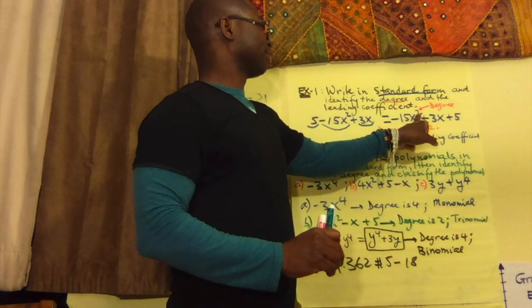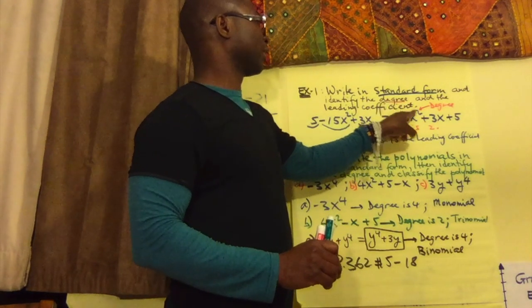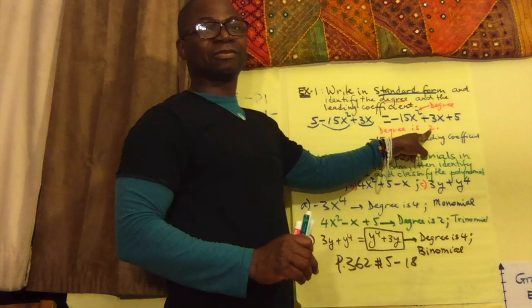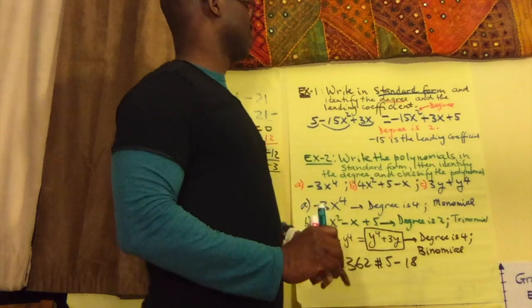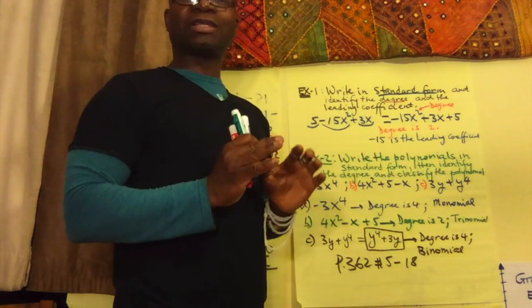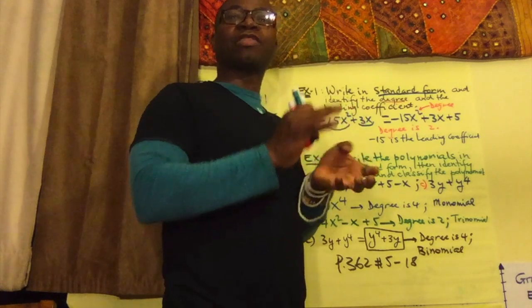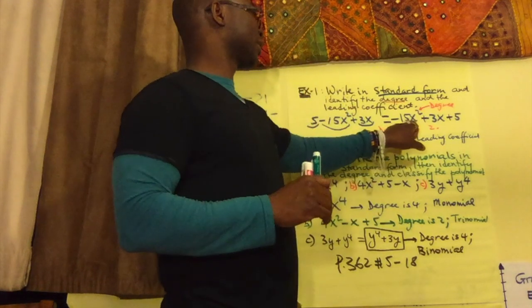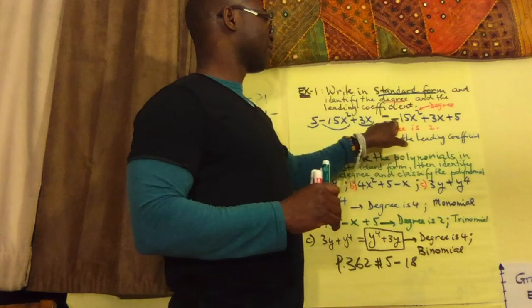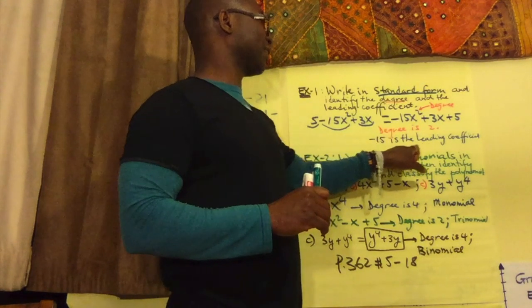The degree. Right? They want us to identify the degree. The degree is 2. We good? Then they ask for the leading coefficient. Remember, the leading coefficient is the coefficient in front of the highest exponent. Here's our highest exponent, x squared. So here's the coefficient. Negative 15 is the leading coefficient.